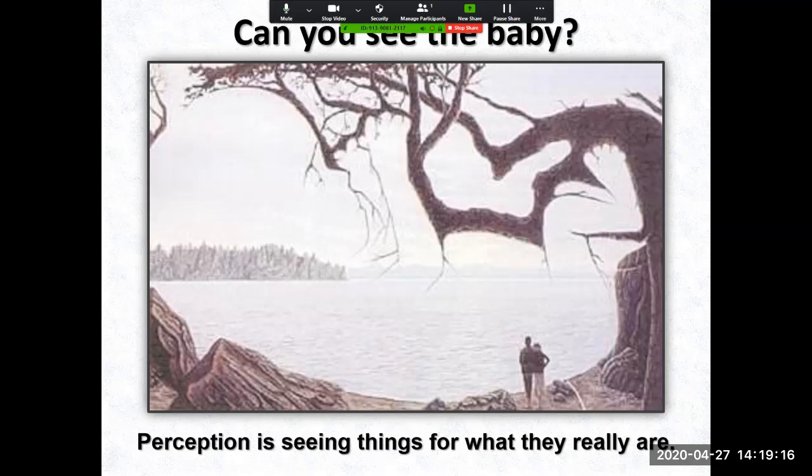Okay, this is a baby. You've got its foot right here. It's on its back, so leg, body, up to its head, eyes, nose, mouth, and its hands. Okay, so that perception is seeing things for what they really are. And we can perceive things very differently.